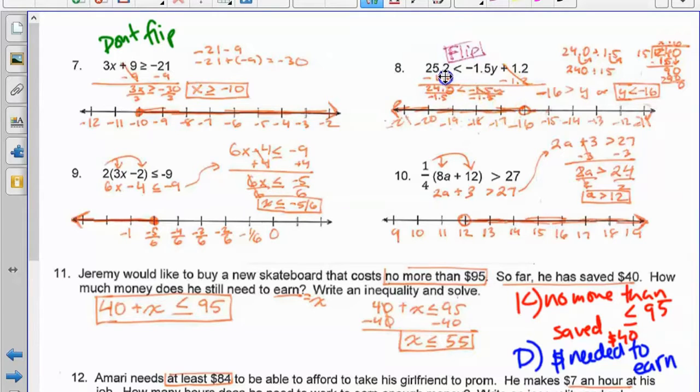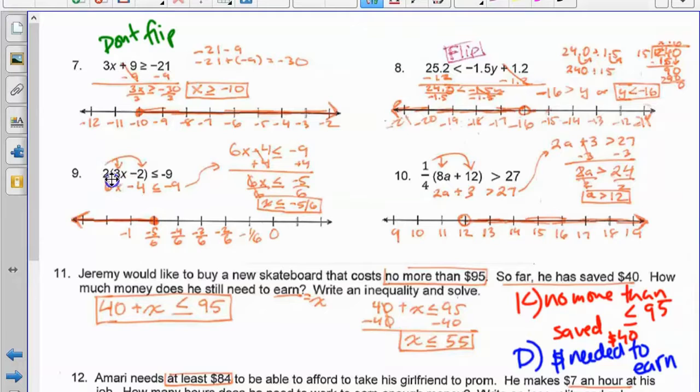Wait, for number 9 is 8. I'm not there yet. Number 8, subtract 1.2 from both sides. I get 24 is less than negative 1 and 5/10 y. Divide by negative 1 and 5/10. Remember, second number must be a whole number. When I do the division, I get negative 16. Positive divided by negative is a negative. Remember on your test, if your integer rules are wrong, the answer's wrong. Open circle, shade to the left.